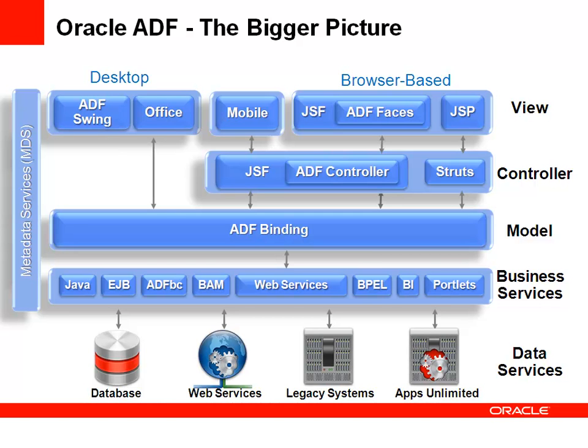In terms of business services, you can use simple Java classes, EJBs, ADF business components, web services, the BAM data control, BPM data controls, and other data controls as sources of information and services for your application. We have a unified binding layer that allows us to leverage each one of those and expose it in each one of the user interfaces you saw before in a consistent way.